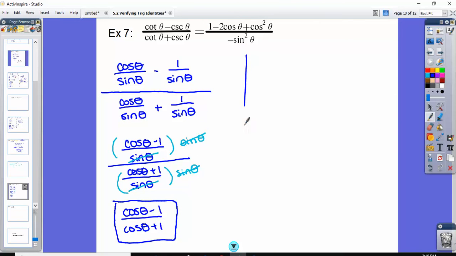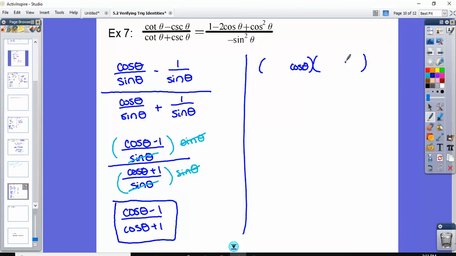So I'll box this in, draw a line, show myself I'm working the other side, and I'm going to try to get the same thing. The numerator. If it helps you, that's like cosine squared minus 2 cosine plus 1. This is just a box method problem. Okay, we can factor it as it's written. You could rewrite it, but we don't have to.